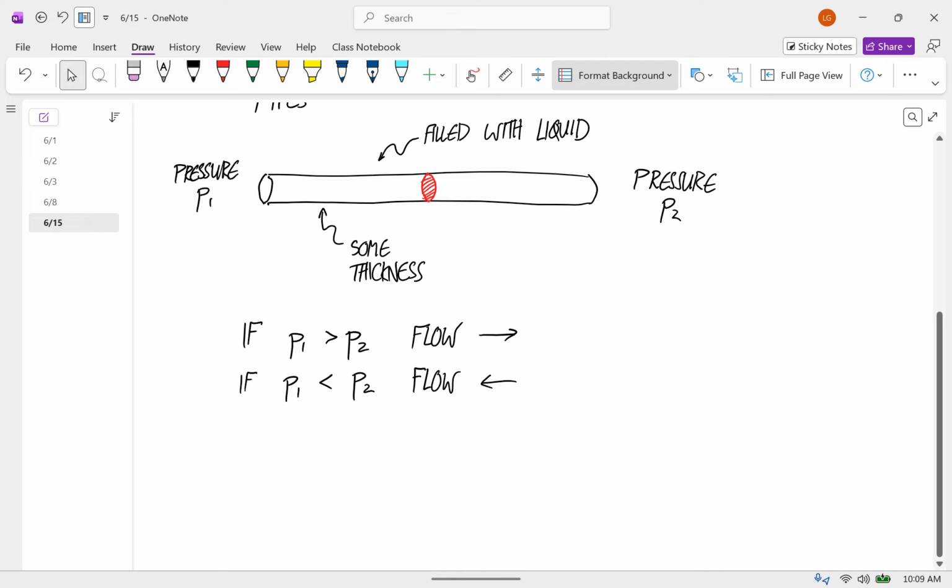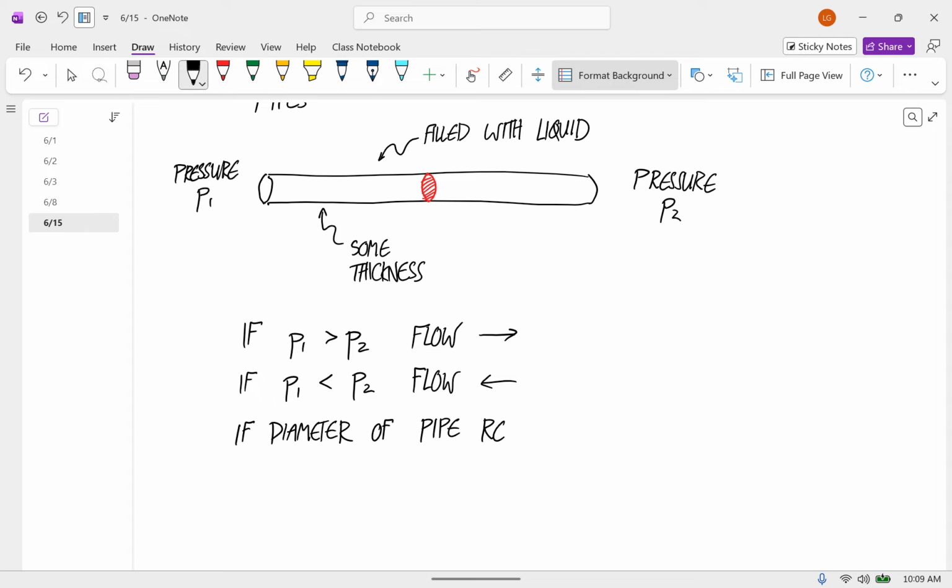What else could affect the rate of flow? If the diameter of the pipe is reduced, the flow rate is reduced.